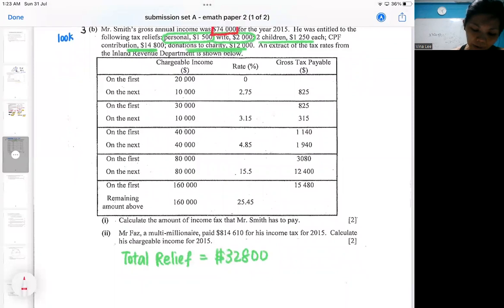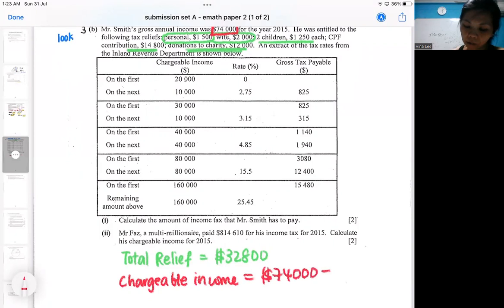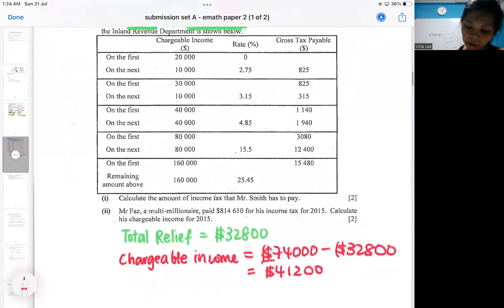So in that case, the chargeable income will be the 74,000 subtracting the 32,000. So the government is going to look at this income to decide how to tax this person. With this number, we're going to go to the different brackets. This is called the tax bracket.